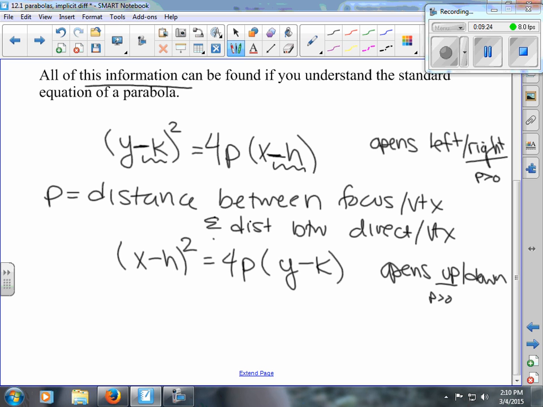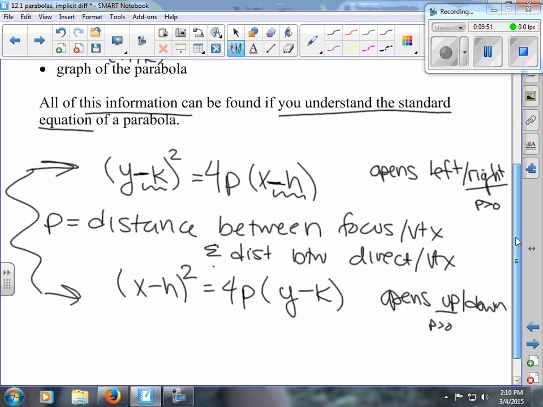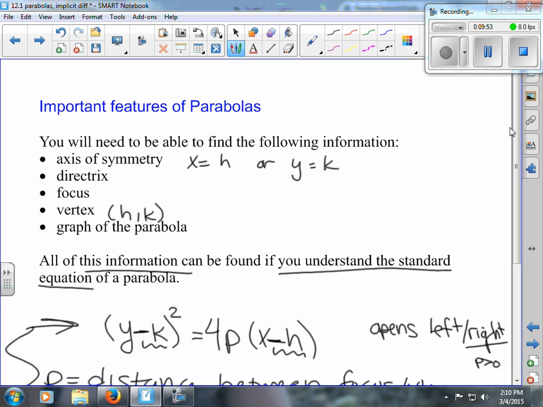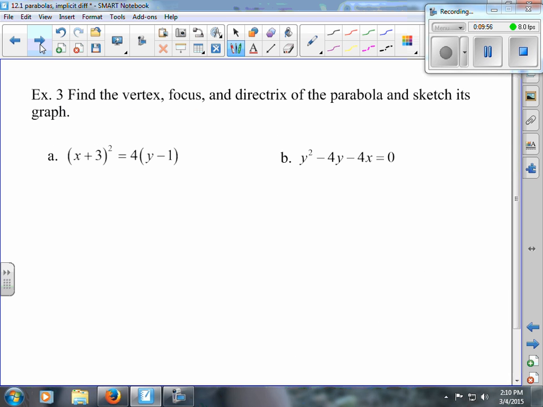Okay, and so there are formulas that you can use to memorize, but I only want you to know these things. I only want you to know the standard form and the fact that p tells you that distance, and then I want you to graph it every time and just look at the graph. If you can graph these, then you can read everything from the graph. It's really, really easy. So you just have to understand the standard equation and then be able to graph it, and then you can answer all of these important features. I will ask you any and all of these. Okay, so let's do it.